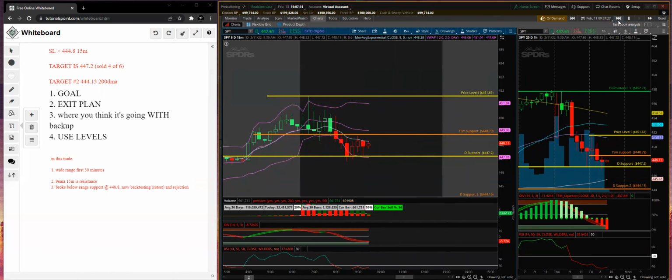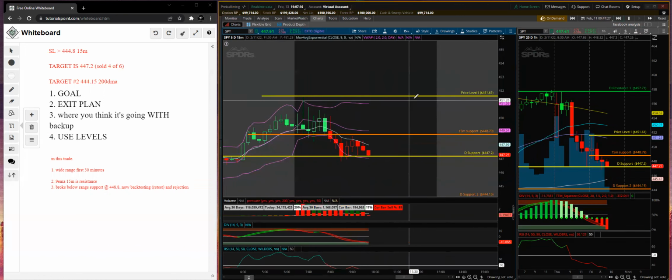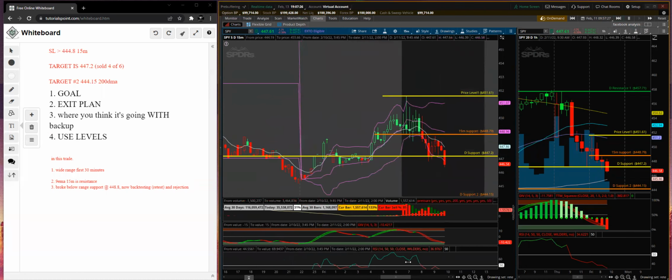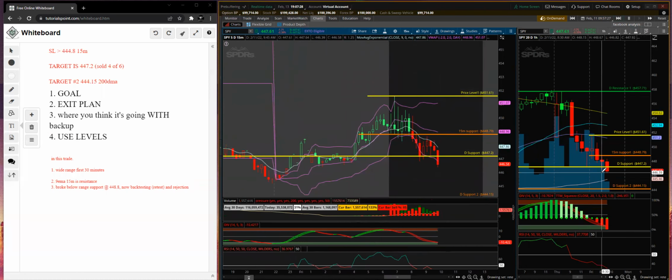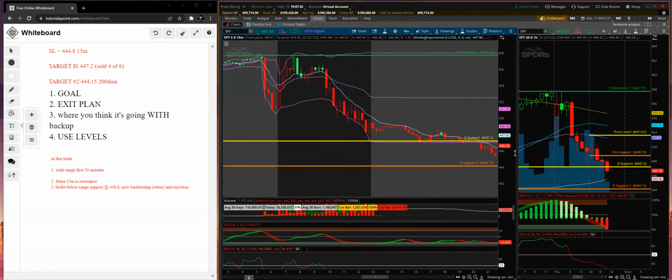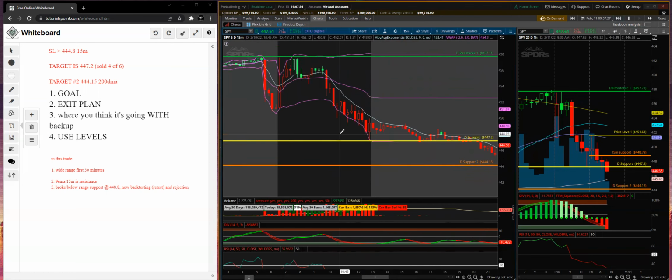Back over here, skip ahead one more time, see what happens. All right, so we are making movements right here. Let's skip ahead one more time. So we have another 15-minute candle right here. So there we go. We broke down below yesterday's support at 447.20, which was the low of day for yesterday on Thursday, February 10th.